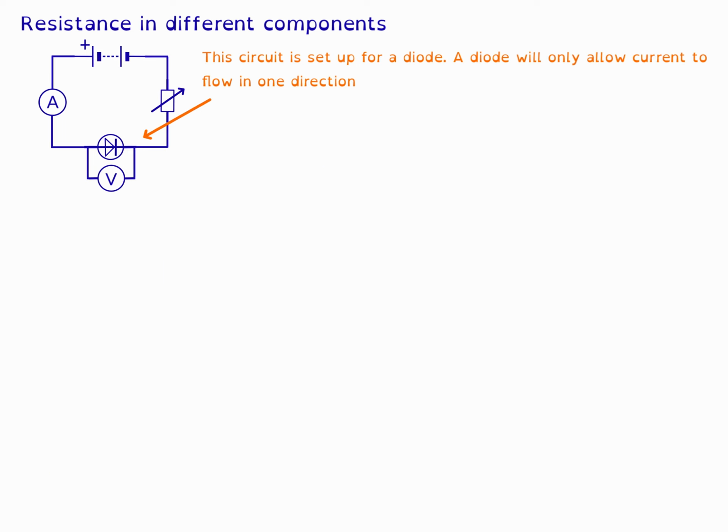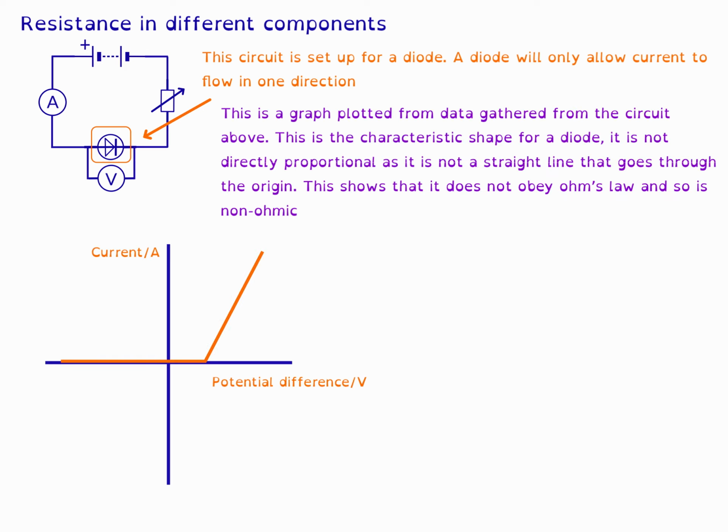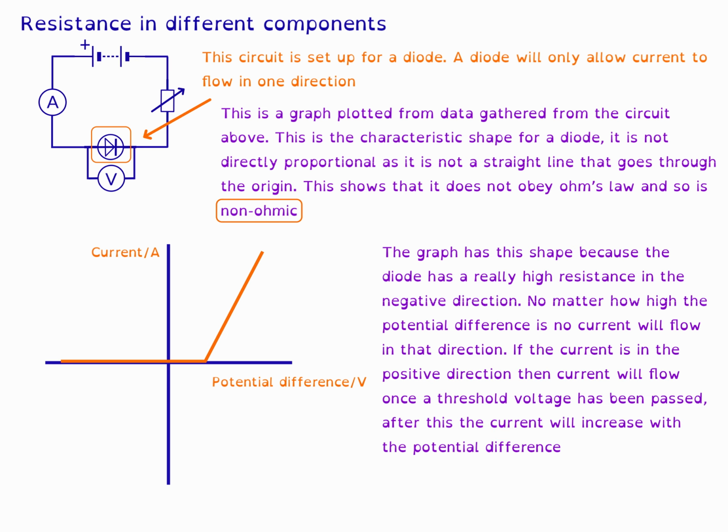This circuit is set up for a diode. A diode will only allow current to flow in one direction. This is a graph plotted from data gathered from the circuit above. It is the characteristic shape for a diode. It is not directly proportional as it is not a straight line that goes through the origin. This shows that it does not obey Ohm's law and so is non-ohmic. The graph has this shape because the diode has a really high resistance in the negative direction. No matter how high the potential difference is, no current will flow in that direction.